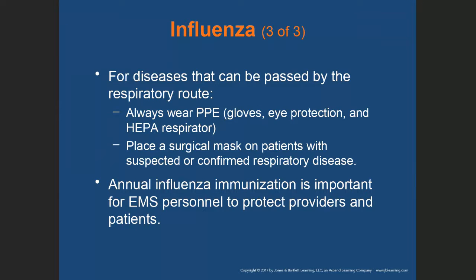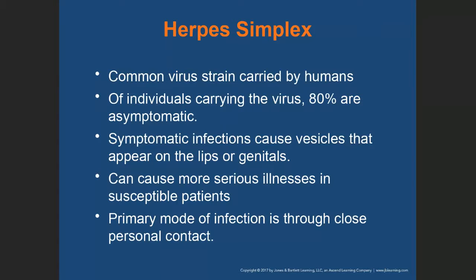Place a surgical mask on the patient with suspected or confirmed respiratory disease. And that goes for COVID as well. So if you suspect that a patient is having COVID, when you arrive on the location, if they don't have a mask, give them one to put on. Annual influenza immunization is important for EMS personnel to protect providers and patients. So that's influenza. Let's look at herpes simplex.